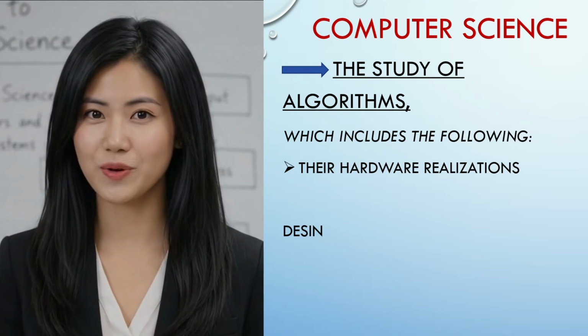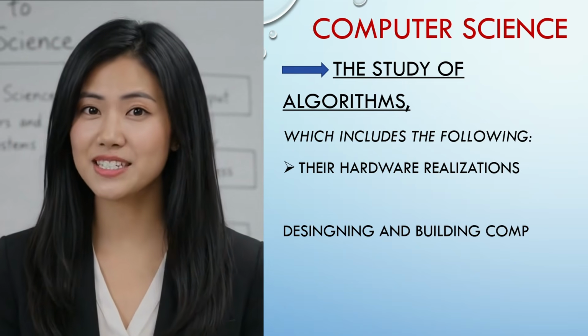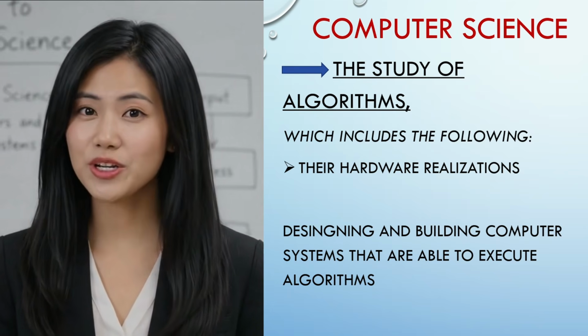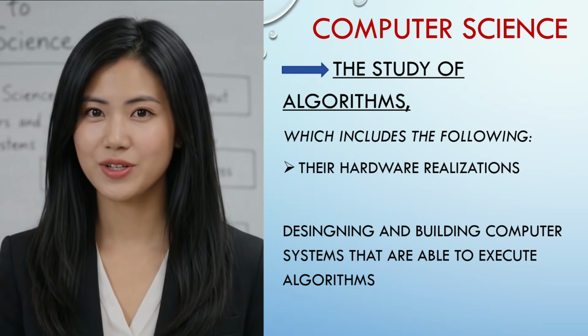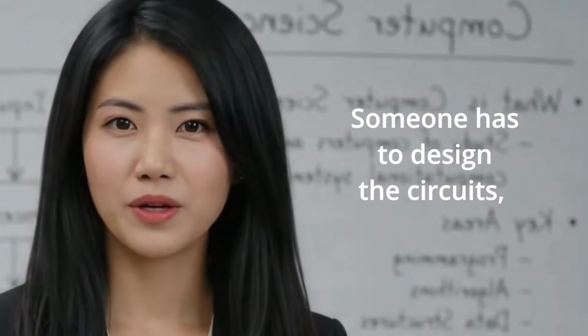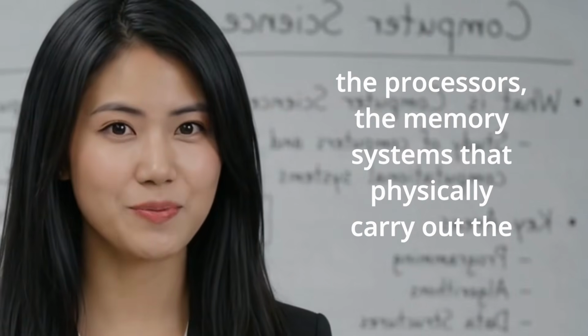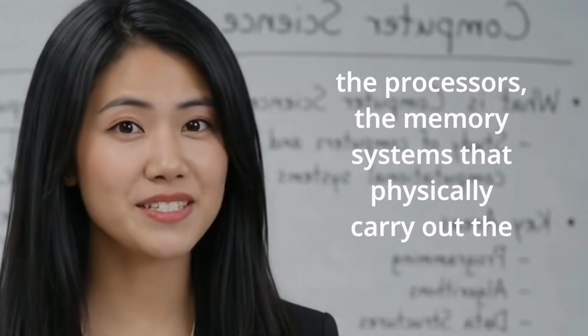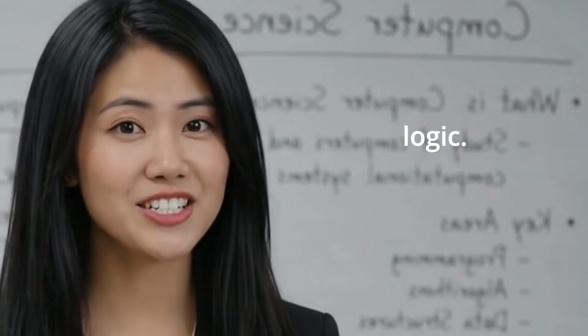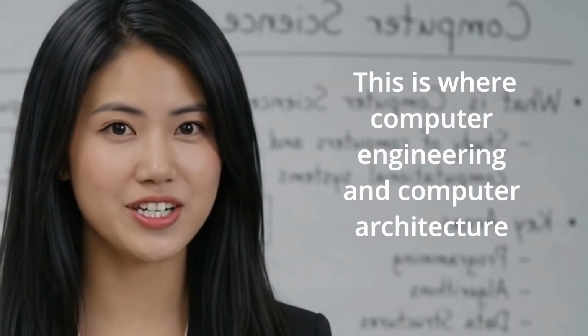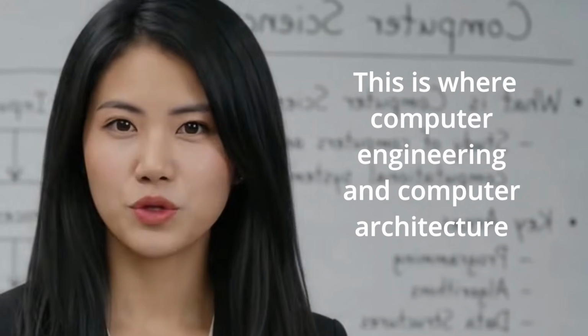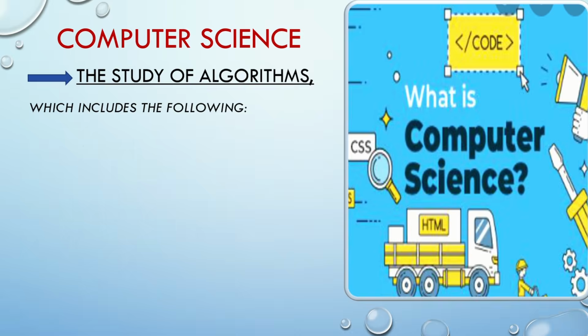Second, their hardware realizations. This is about designing and building the actual computer systems capable of executing these algorithms. Someone has to design the circuits, the processors, the memory systems that physically carry out the logic. This is where computer engineering and computer architecture, which we'll cover later in this course, come into play.